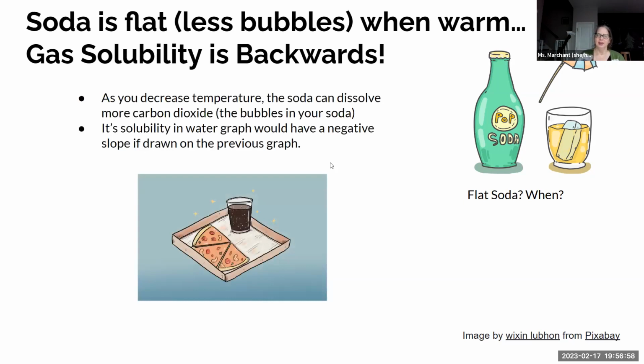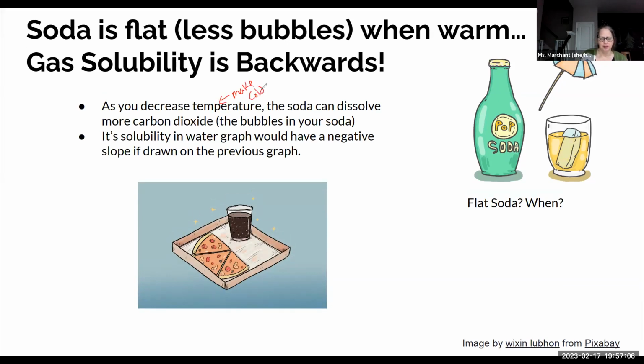So as we decrease the temperature, the soda can dissolve more. As we decrease the temperature, as we make it colder, the soda can dissolve more. Its solubility in water graph would have a negative slope.